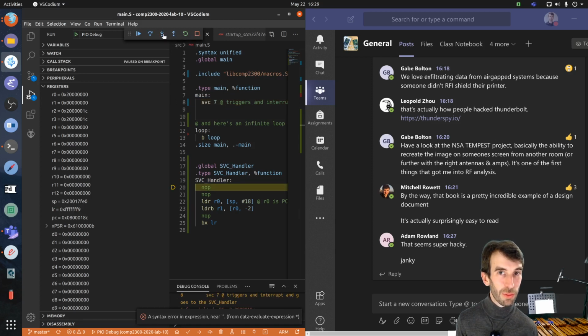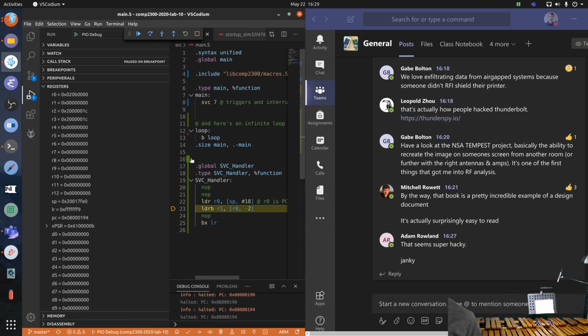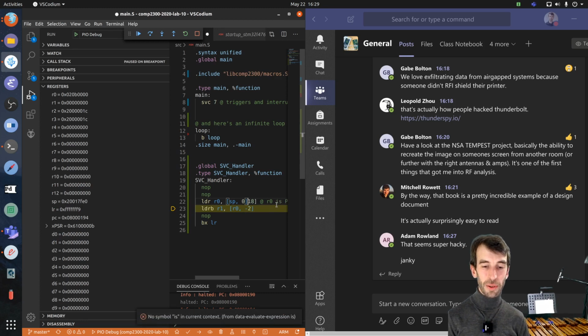So I ran my supervisor call, ended up in the handler. I'm going to get my PC back into R1... R0. No, that doesn't seem right. What did I do wrong here? Just remember, on my other screen I had my example I was going to run. Oh, whoops, it's not 18 bytes, it's 0x24 bytes. Whoops.